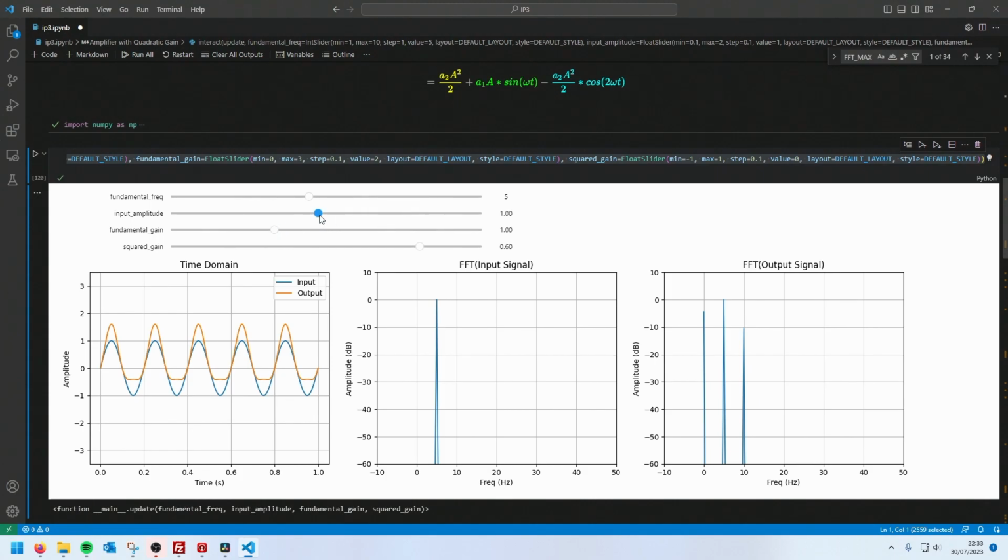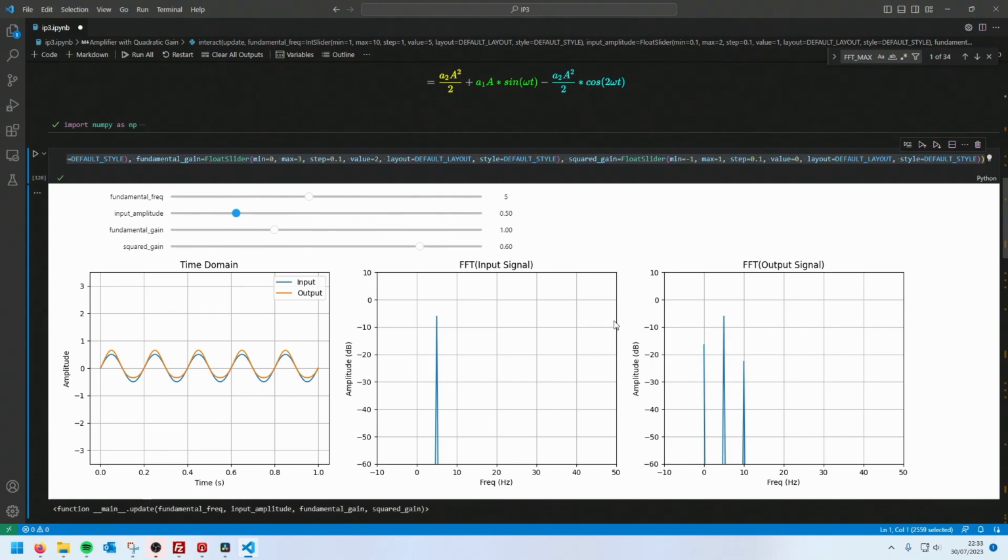If I now halve my input amplitude, so I bring this down to 0.5, you can see that my output at my wanted frequency here has dropped by 6 dB, so a scale of a half. However, my components at 2 omega, so my second order intermod, has dropped by double that. It's dropped by 12 dB. And this is because of that A squared thing we saw earlier.